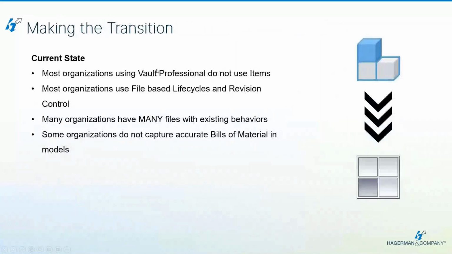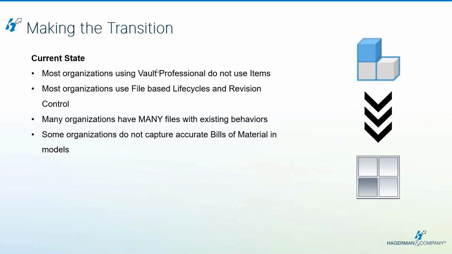So how would you get there? Let's say you're using Vault today. Most of you watching live now probably are using Vault today. You're not using items. So if you wanted to start using items, you would need to transition, right? In my experience, most of our customers that are using Vault Professional are using revision control in some way, right? You're changing files from work to release and keeping track of revisions.